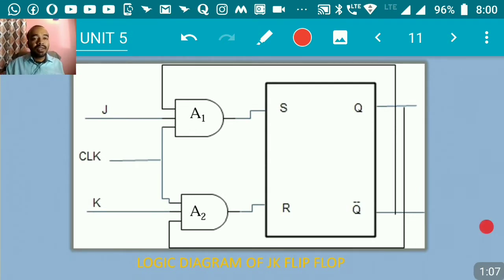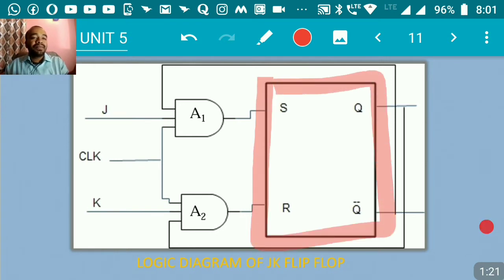Once we complete knowing the block diagram of JK flip-flop, let us go to understand the JK flip-flop logic diagram. What happens in the logic diagram, you have the same SR flip-flop over here. The same SR flip-flop is taken, and that SR flip-flop's inputs are coupled to two AND gates. S input is coupled to AND gate 1's output, and R input of the SR flip-flop is connected to the output of AND gate 2, as shown in the figure.